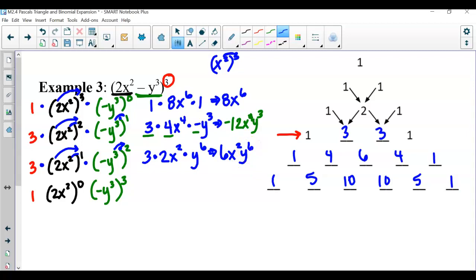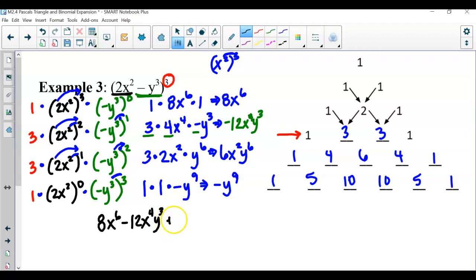Then the last row. Here I've got 1 times anything to the 0 power is 1. Then again, power to a power, multiply. But now notice we need a negative. So negative y to the 9th power, which here you end up with just negative y to the 9th. So our final answer here, polynomial, is 8x to the 6th minus 12x to the 4th, y cubed, plus 6x squared times y to the 6th minus y to the 9th.